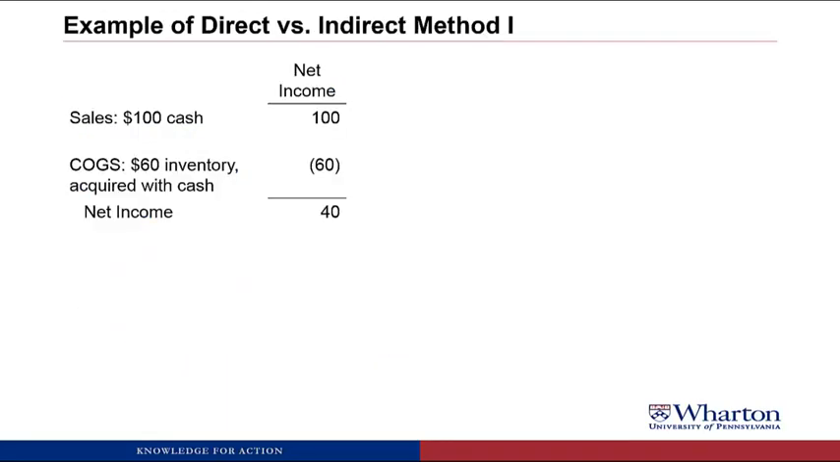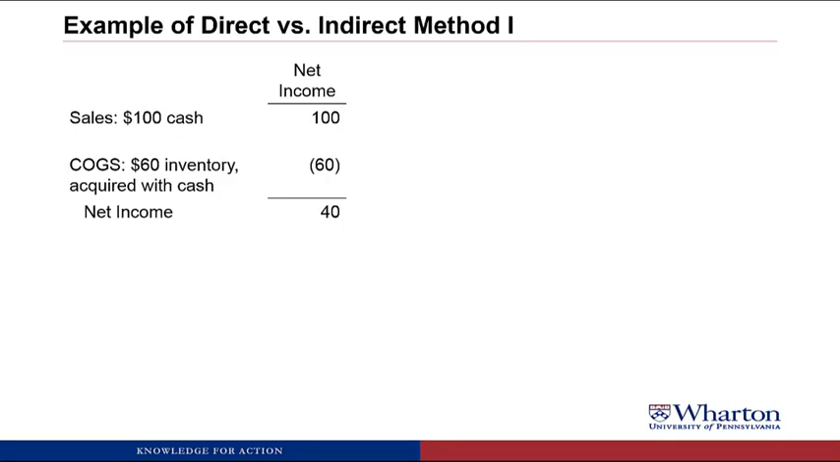Let's look at some examples of how to put together an indirect method cash flow statement and how it gives you the same answer as the direct method. We're going to do this for various types of income statements, with each example adding a little more complexity. In the simplest case, we have a company that had $100 of sales, which are all in cash.